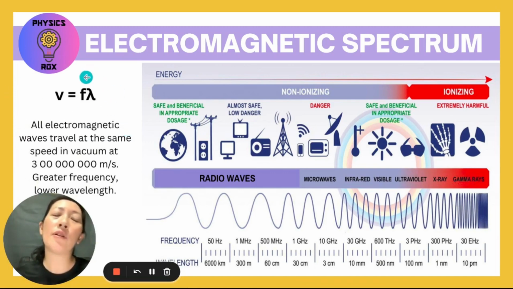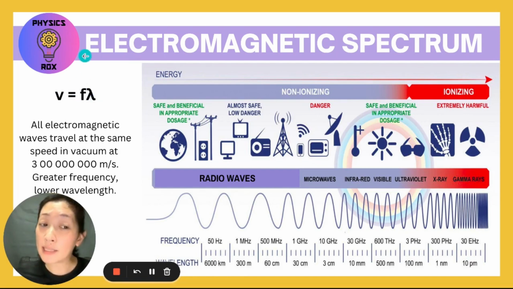Right? So if you know the wave equation v equals f lambda, if you recall, v is speed, f is frequency, and lambda is wavelength. We already know that all electromagnetic waves travel with the same speed in vacuum, which is 300 million meters per second, or 3 times 10 to the power of 8 meters per second. Now, if v is the same for all, the change in frequency causes a change in wavelength.